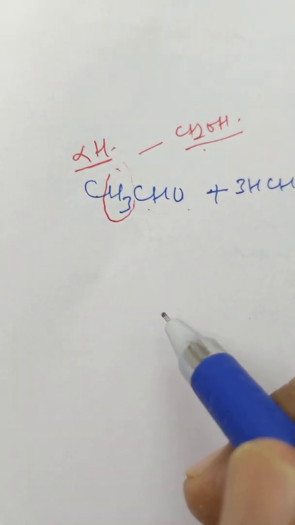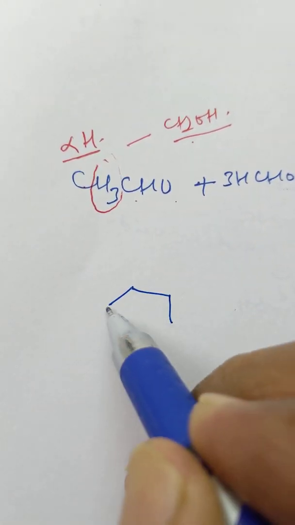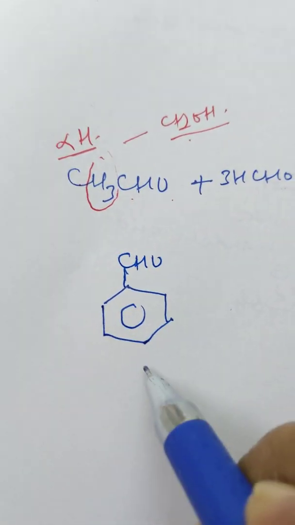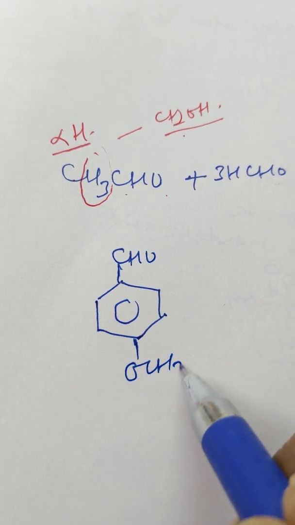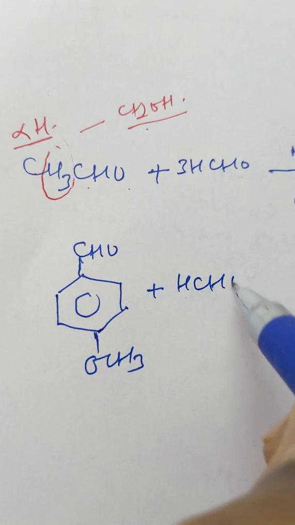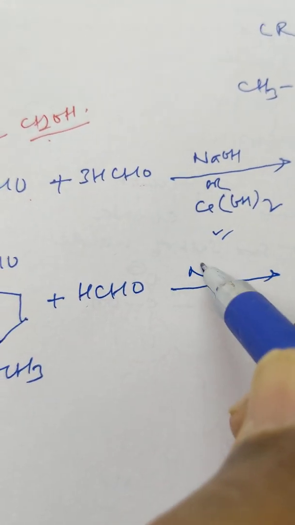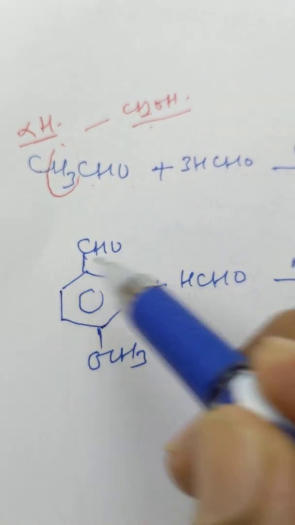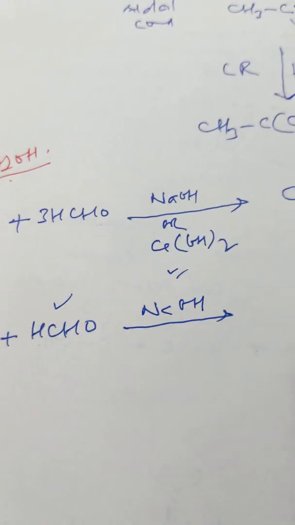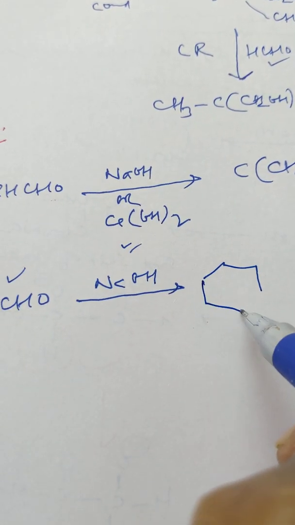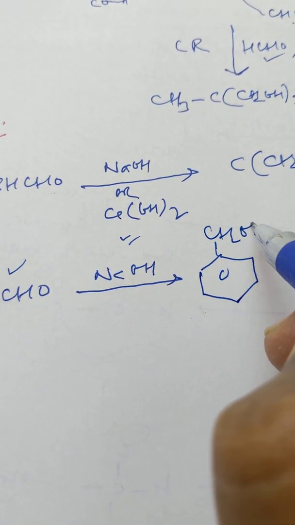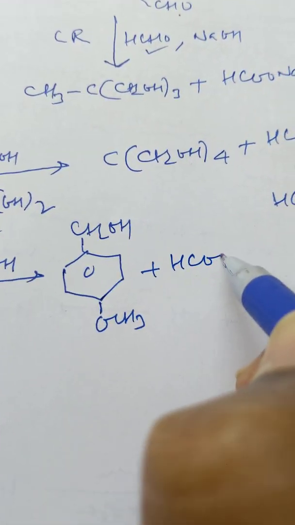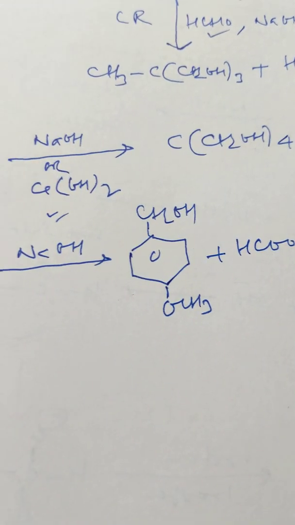Similarly, one more example. This is simple now. You should be able to understand the answer to this example. Formaldehyde, methoxy group, plus this in presence of NaOH. Now it is simple because this is less prone to this. This is oxidized. This will be reduced. As a result of this, the product formed will be CH2OH methoxy plus HCOONa.